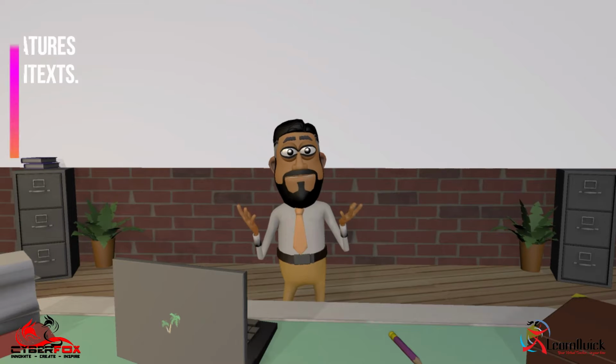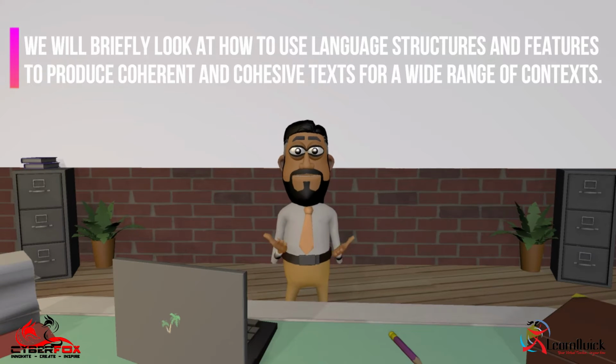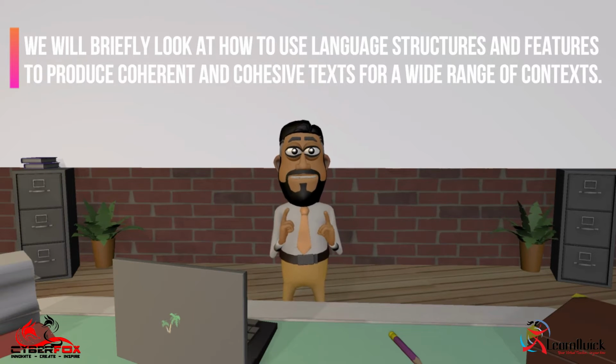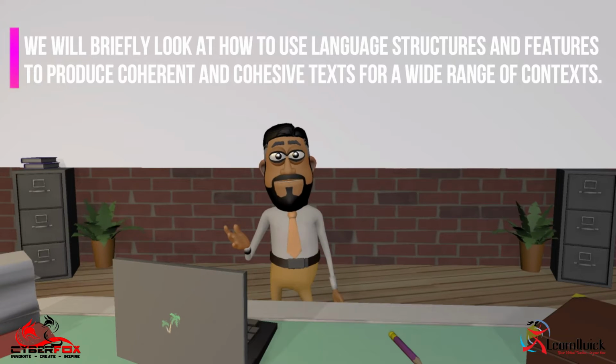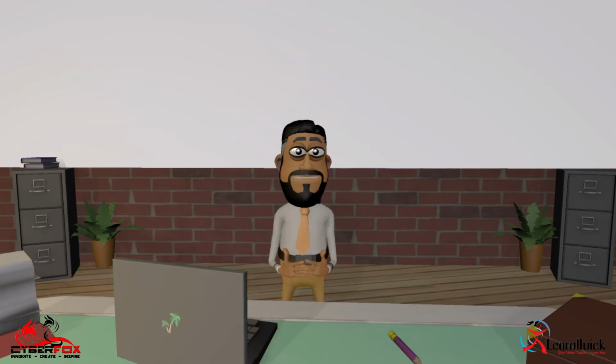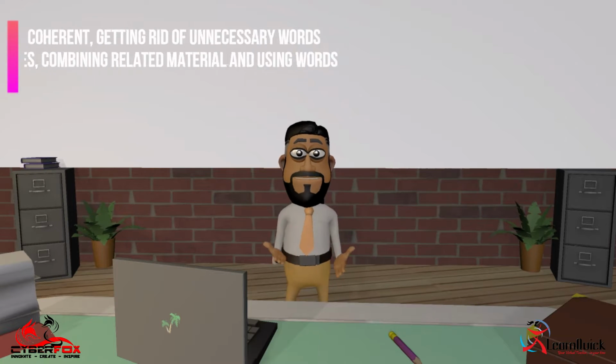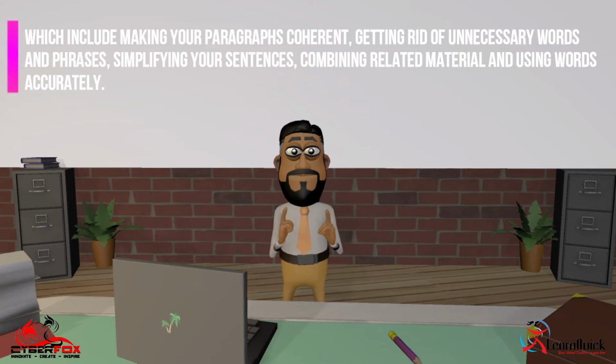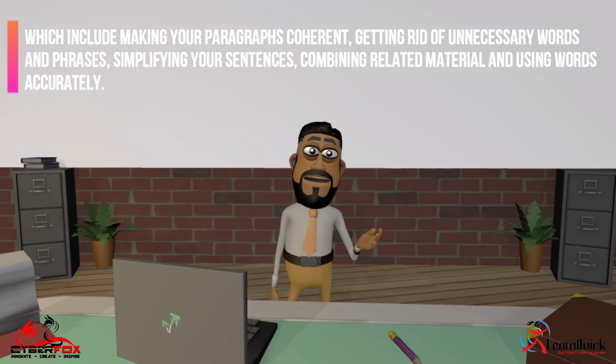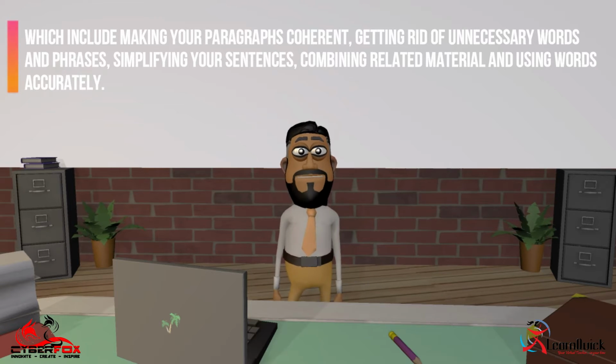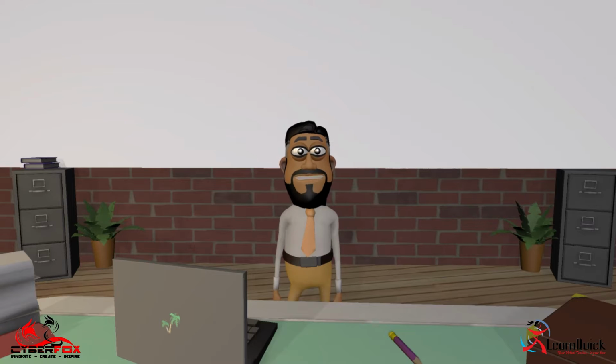In this session, we will briefly look at how to use language structures and features to produce coherent and cohesive texts for a wide range of contexts. There are certain things you need to do in order to produce logical and well-formed texts, which include making your paragraphs coherent, getting rid of unnecessary words and phrases, simplifying your sentences, combining related material, and using words accurately.